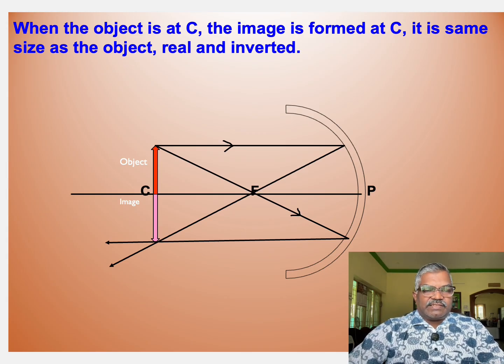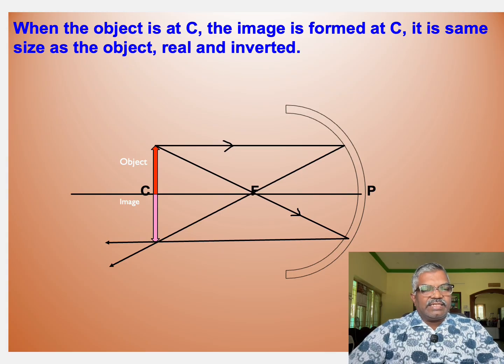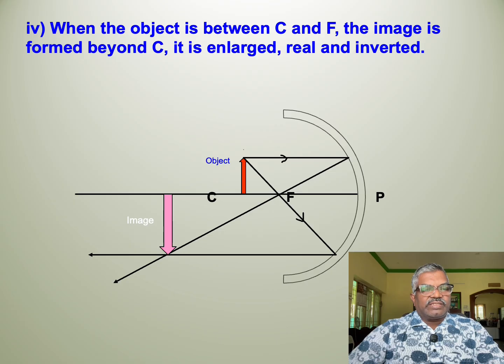You can see that the size of the image is the same as the object. So at C only, exactly at C. No need to adjust, it is exactly formed if you draw the ray diagram with compasses, ruler and pencil. Exactly, the image will form at the same point.